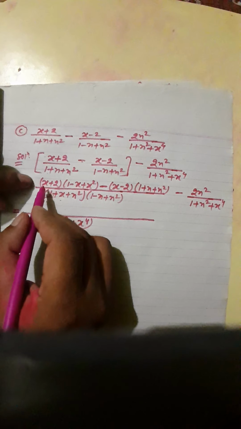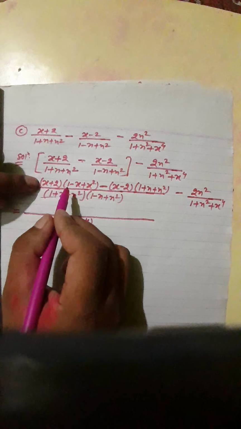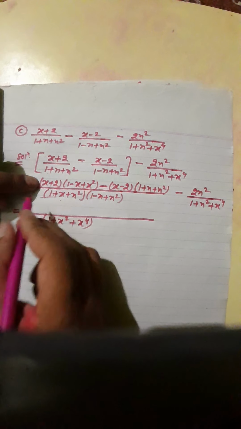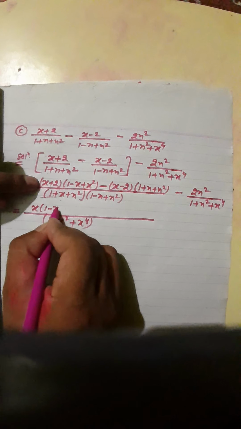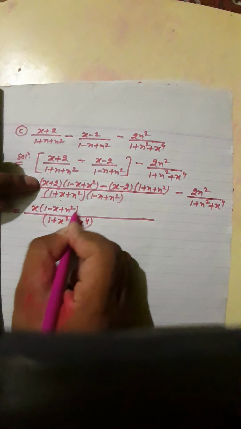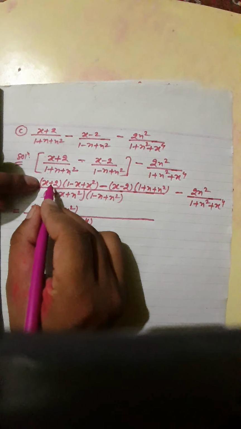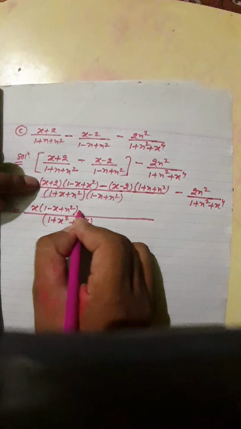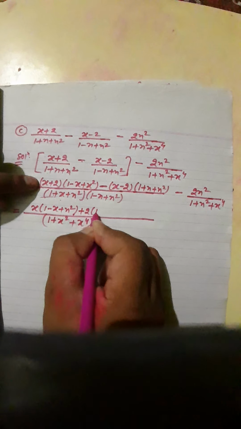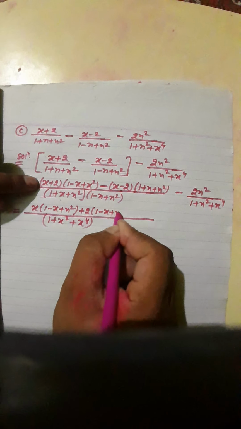Similarly this also, so let's multiply. First of all, x multiplies with 1 − x + x², so we can write x into (1 − x + x²). And now the plus 2 again multiplies with all of this, so we write plus 2 into (1 − x + x²).